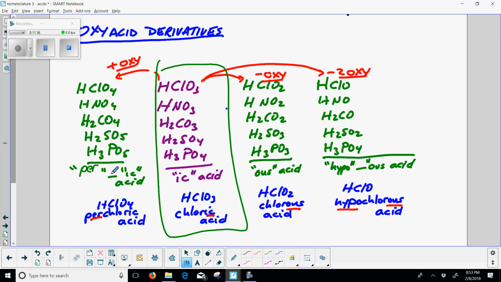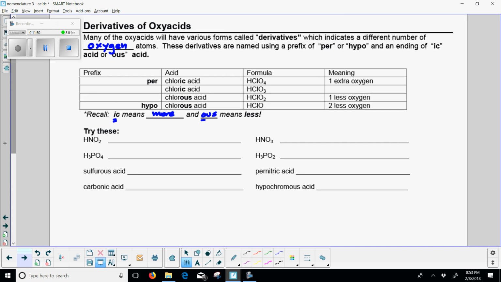So here's the same thing, just another chart showing you the ic is the normal. Per ic, you have an extra oxygen. Us, you're missing an oxygen in the polyatomic. Hypous, you're missing 2 oxygens in the polyatomic. So if you want, you can pause and take a look at these. And basically, this is in your workbook. So it's the same system. So again, if you got an extra oxygen, it's per ic. The normal is ic. If you have less, us, you have 2 less, hypous. So try these out and see how you do. I'll pause right now.